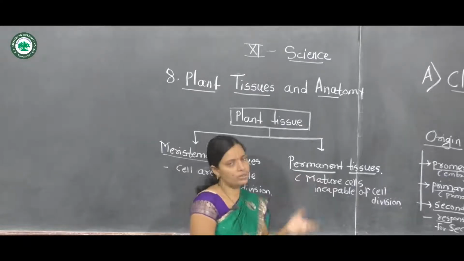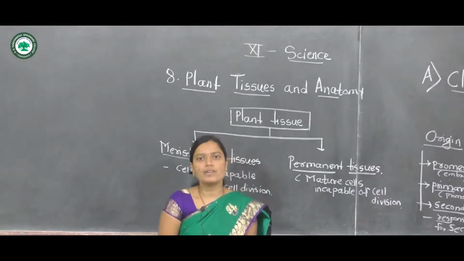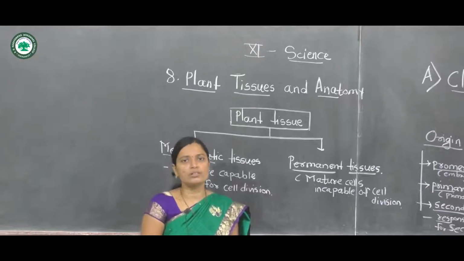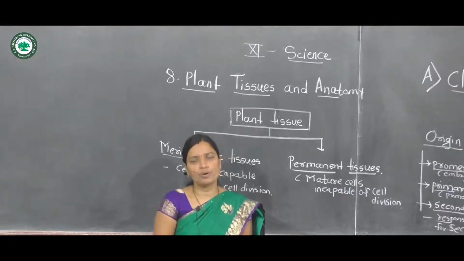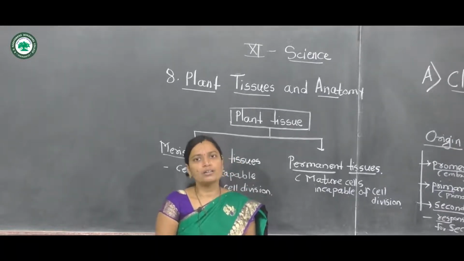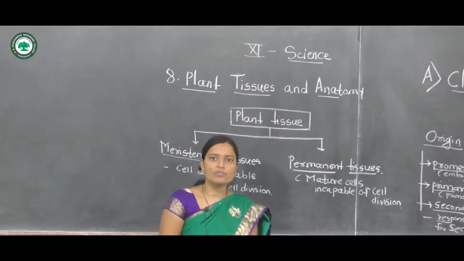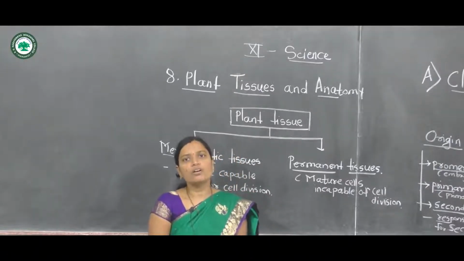Examples of permanent tissue are parenchyma, sclerenchyma and collenchyma. These cells do not divide; particular cells are formed and later they perform their function. Other permanent tissues are xylem and phloem. Xylem is a very important tissue that conducts water through the plant body. Phloem is another very important permanent tissue, and it conducts food to all parts of the plant body.